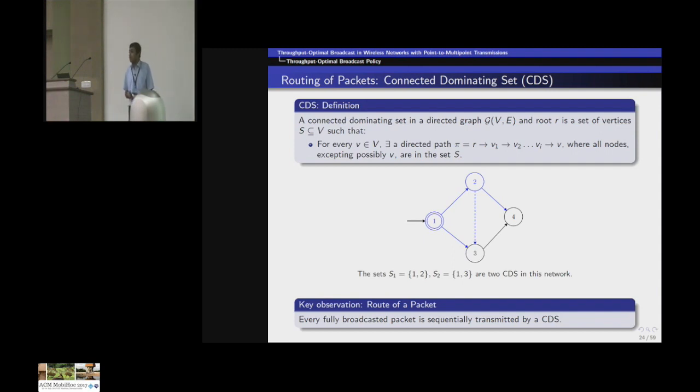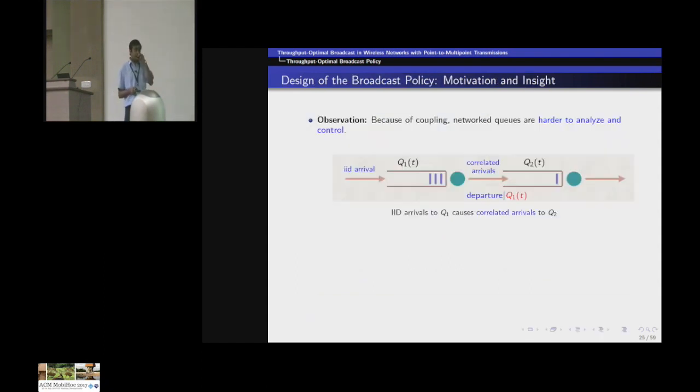Must be transmitted sequentially by a connected dominating set. So this is a one-to-one correspondence. The path of a fully broadcasted packet is a CDS. You can say that. That is why I introduced a CDS. And now let's say what makes this problem really hard, because this problem has been open for the last 10 years.